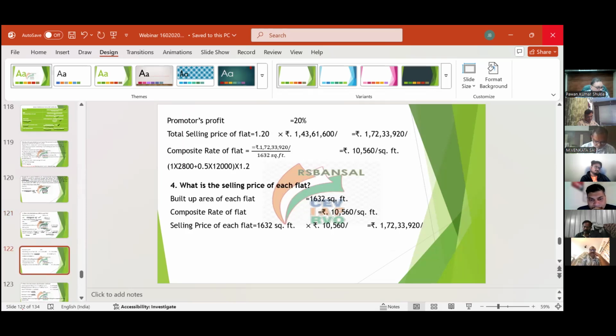Promoter's profit is 20%, so total selling price will be a 20% increase on 1 crore 43 lakh 61,000. So 1 crore 72 lakh 33,920. So composite rate, you divide sale price with the saleable area, so 10,560 per square feet. What is the selling price of each flat? You have already calculated, which is 1 crore 72 lakh 33,920.